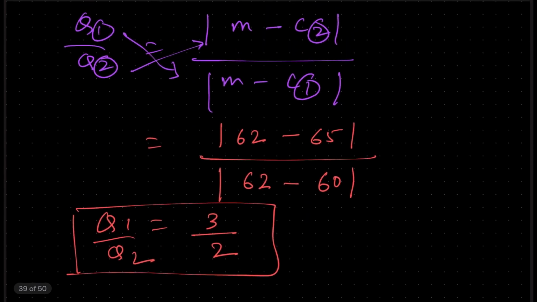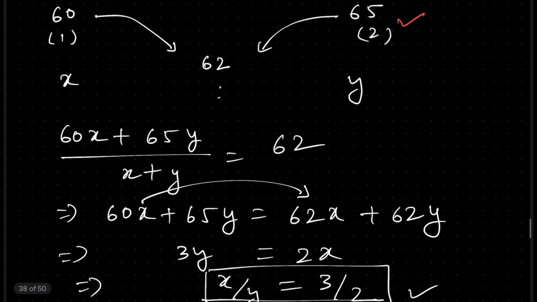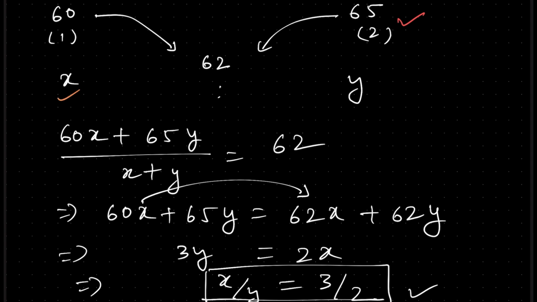So you can use any of the methods, whichever you feel is easy. You can either go with the formula method directly, or you can just use a simple basic method and assume x is to y and find out the answer. So I hope that you have understood the concept. So thank you.